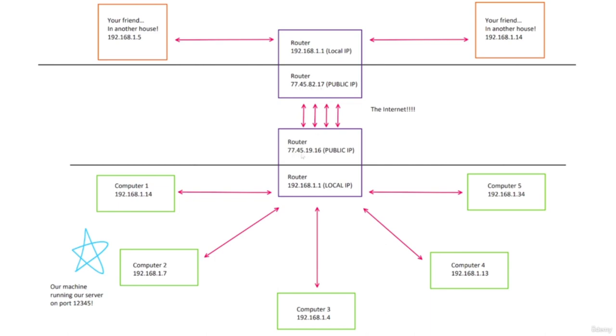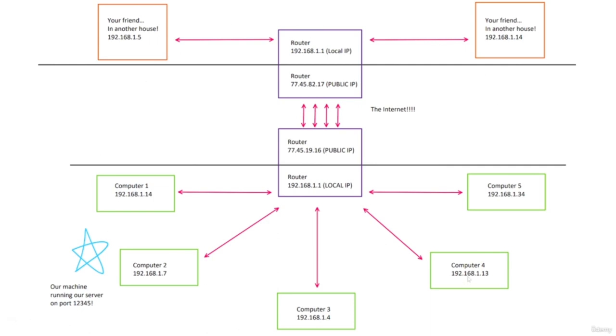Note though, the router also has a public IP address, 77.45.82.17 or 77.45.19.16. These are unique on the internet. So let's say computer 2 on this LAN wants to talk to this computer on this LAN. How's it going to do it? Well, it sends its information to the router. The router then sends it to the internet, which sends it to a specific router, which then forwards it over to this machine. And this is kind of how our public and local IP addresses sort of work.